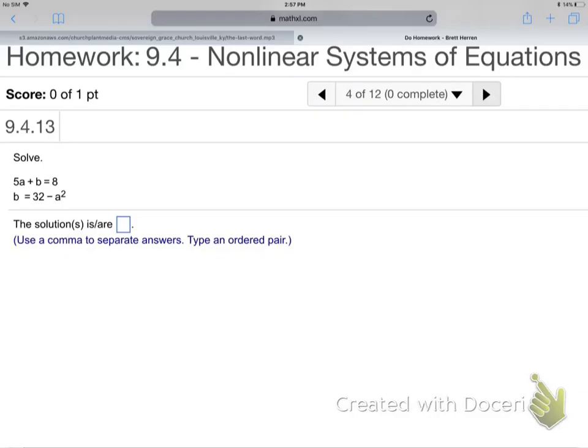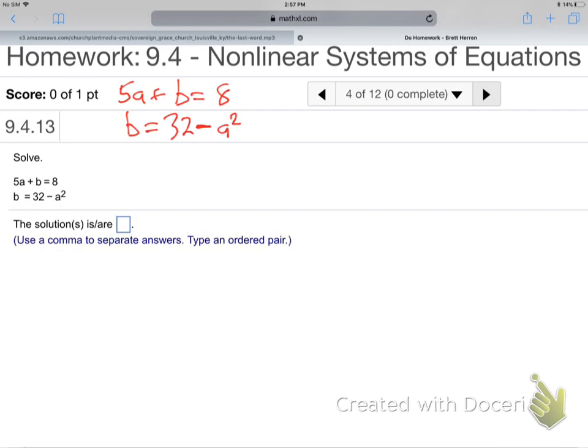On this one, you could really work with either equation. It doesn't really matter a lot. 5a plus b is 8, and the second one is b equals 32 minus a squared. So the top one is the easier equation on this one. Really, you could do the bottom one, though it doesn't matter. I'll just keep following my rule of easier one. So the top equation is the easier this time, isn't it? Because it doesn't have any squares. It's linear. Top equation is linear.